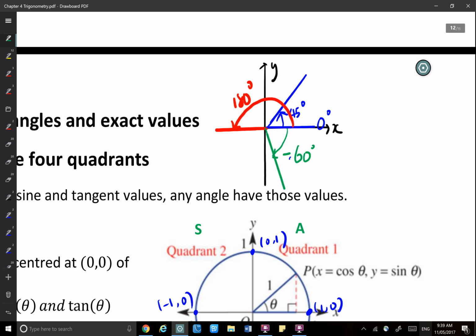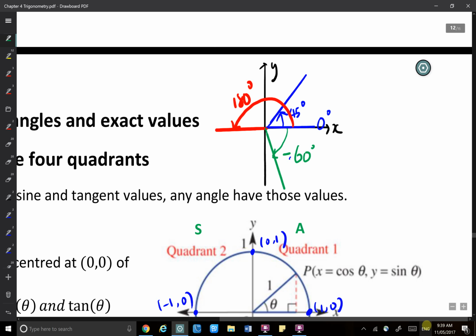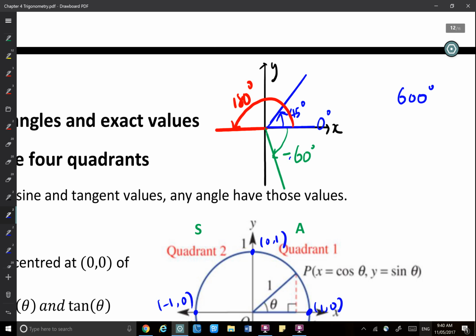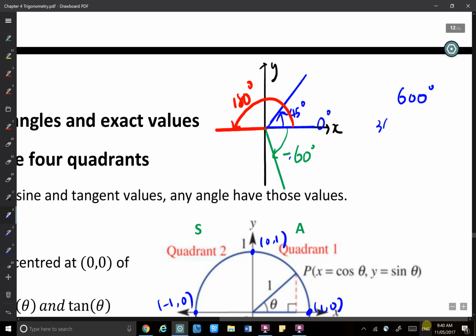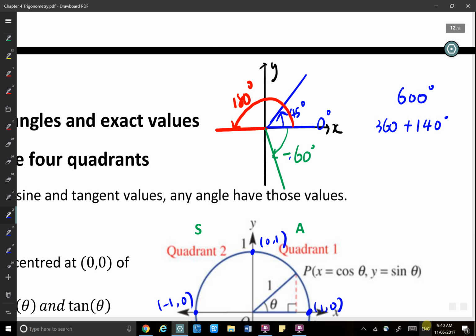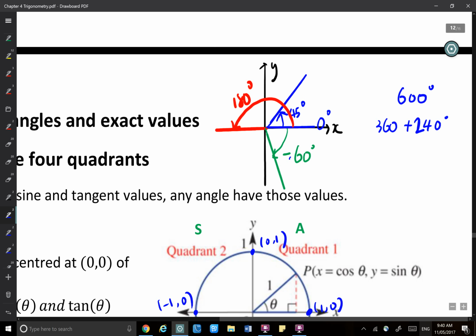So if I want to sketch an angle of, let's say, 600 degrees on this Cartesian plane, where is it? Have a think about that. If I want to sketch a 600-degree angle, where is it? I can say that's 360 plus 240, right?